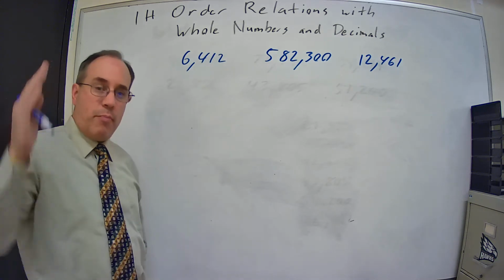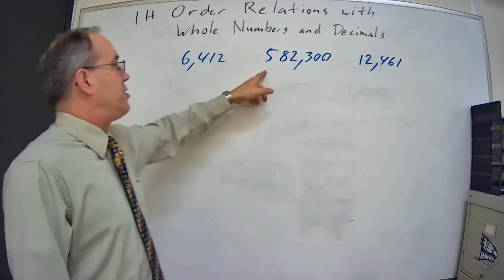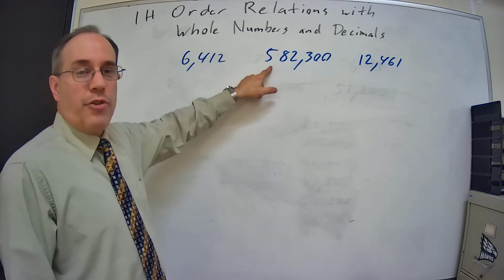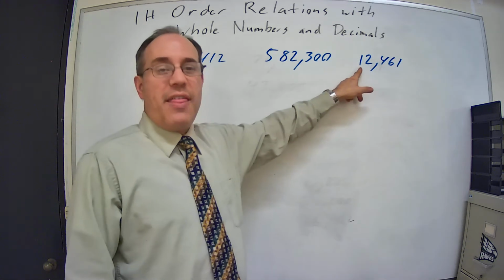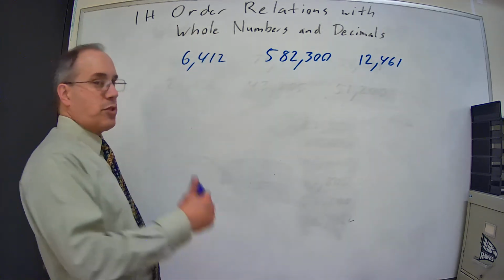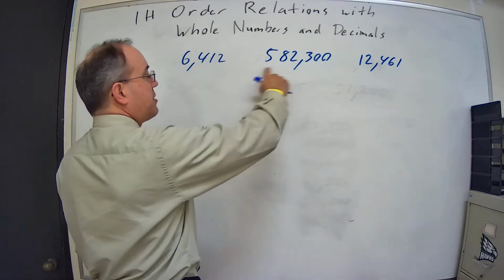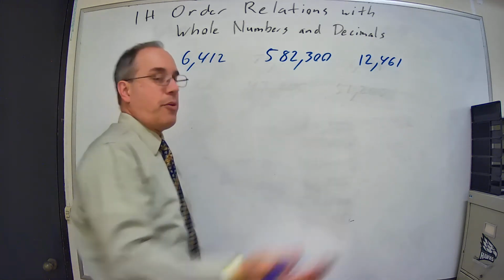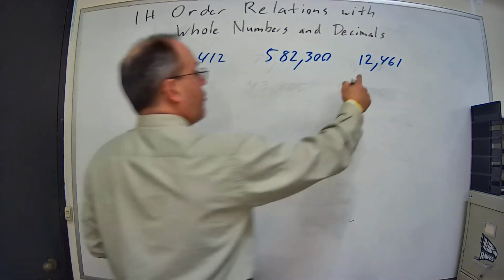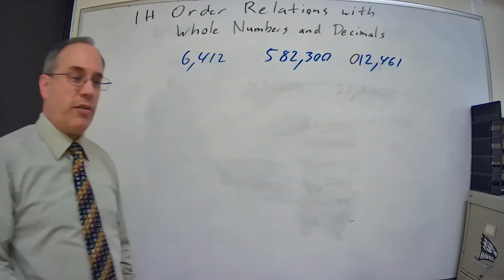Remember, we want to go by place value, not just by the first digit. Notice that the first digit of each of these numbers is in a different place value. That's in the thousands place. That's in the hundred thousands place. That's in the 10,000s place. So in this case, we're going to go from smallest to largest. And if we look in the hundred thousands place, this is the only number that has something in the hundred thousands place. Essentially, 12,461 really has a 0 there.